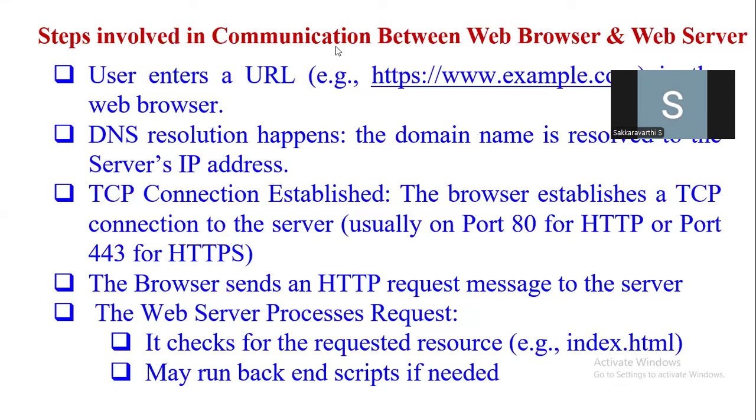Again, the steps involved in communication between web browser and web server. The user enters the URL in the web browser. The DNS resolution happens. That is, the domain name is resolved into an IP address. After getting the IP address, the browser will establish the TCP connection with the server on port 80 for HTTP and port 443 for HTTPS. The browser sends an HTTP request message to the server. The web server processes the request. That is, it checks for the requested resource, or it may run backend scripts if needed.